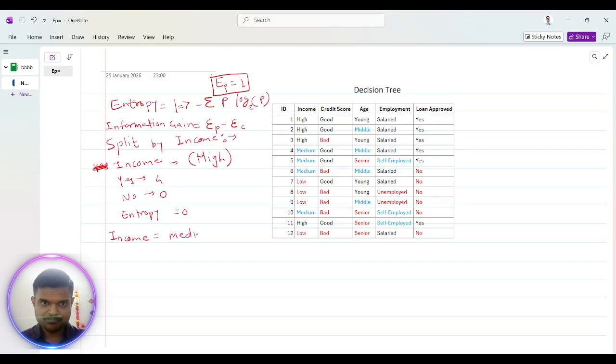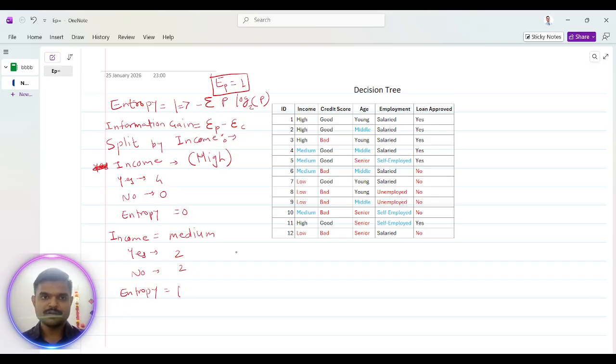And now if income is medium, then how many yes are there, how many no's are there? So for medium income we see 2 yes and 2 no, half are yes and half are no. That's why the entropy is equal to 1. Okay.